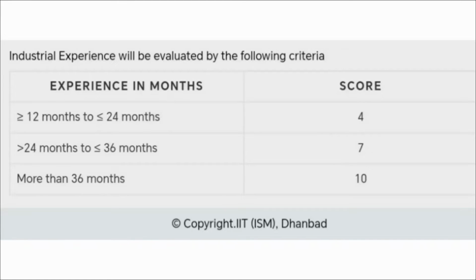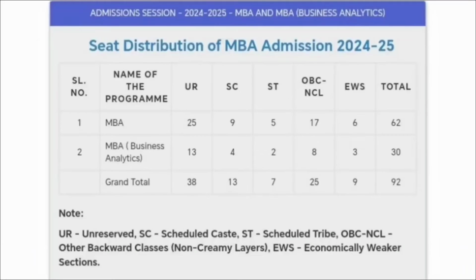Now if we consider the overall seat distribution for the MBA program, it offers you the MBA and MBA in Business Analytics. So the overall seats for the Master of Business Administration are 62 seats. Out of 62 seats, 25 seats are unreserved seats.